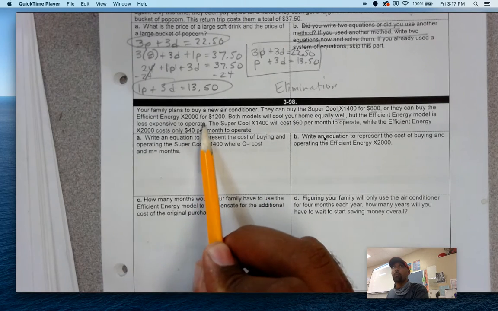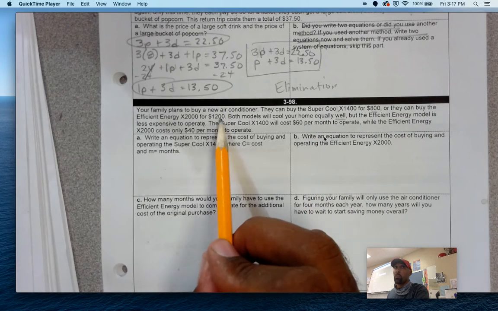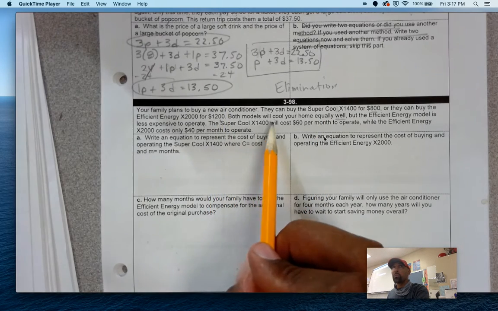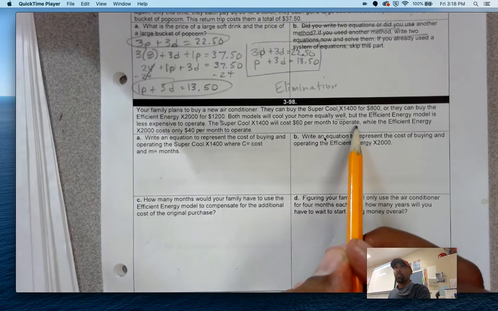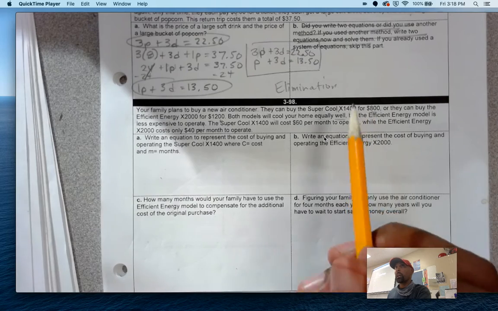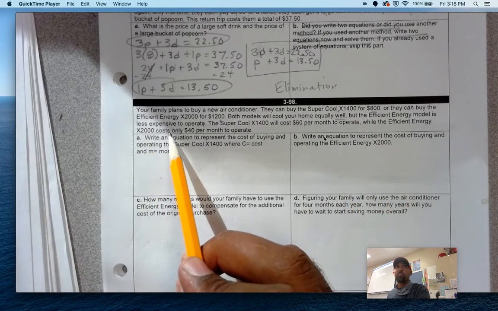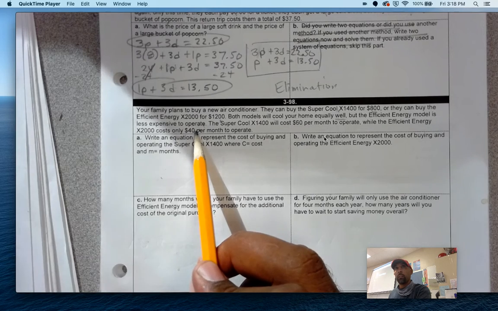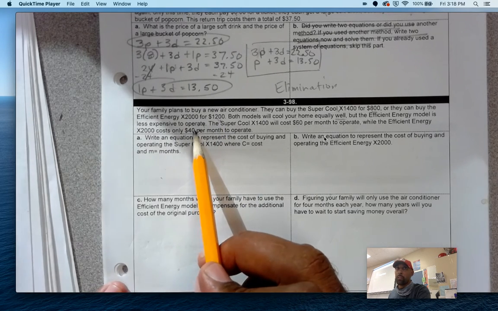In other words, how much it's going to cost you per month is less, but it does cost more up front. The super cool one, the first one, is going to cost you $60 per month, but it's cheaper up front. So it's kind of like, which one do I buy? And then the efficient energy X2000 costs $40 per month. So that first one costs more, but then costs less per month.